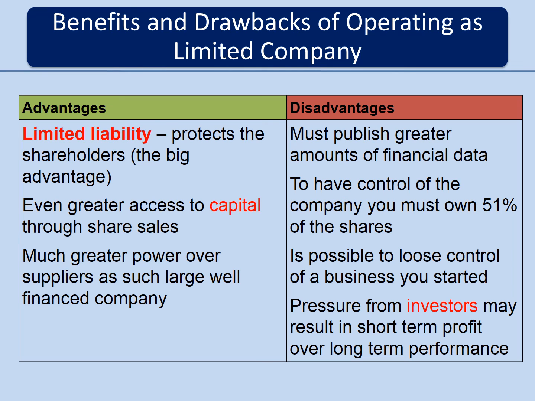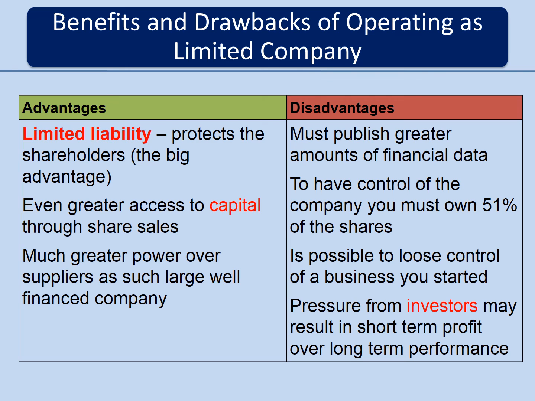So, benefits: limited liability, so it protects the shareholders. No one's going to come knocking on your door trying to get the money that's owed. There's even greater access to capital, so you can sell the shares and get more money. And there is much greater power over your supplier because, well, who's going to turn you down if you say you're not going to buy 1 million items off someone just because they put the price up? Well, they'll drive that price down pretty quick.